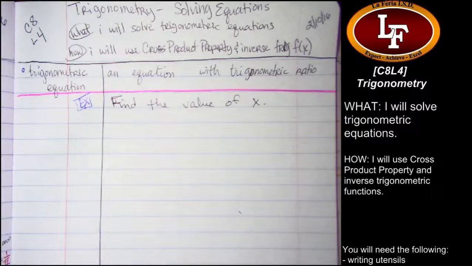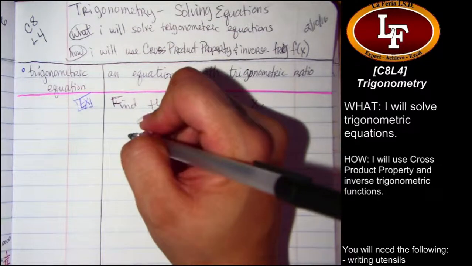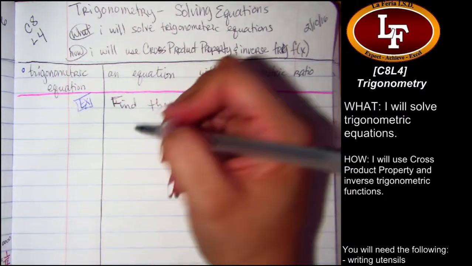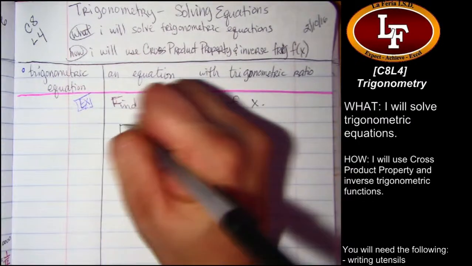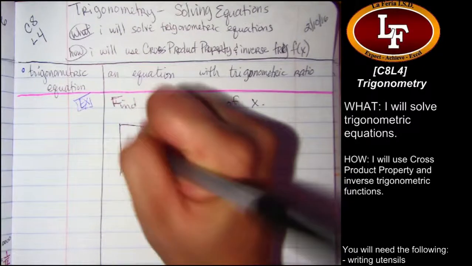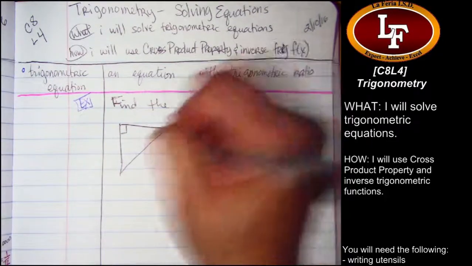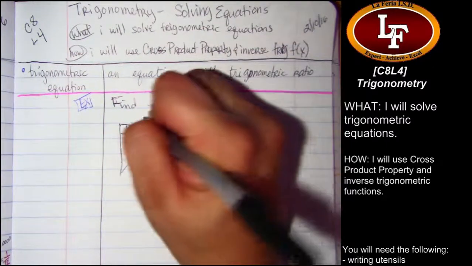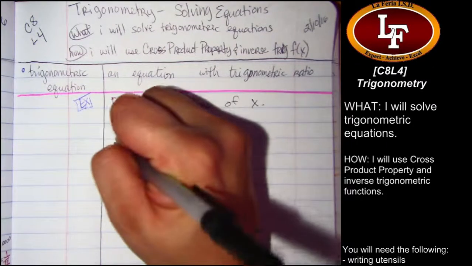So I'm going into the textbook and I'm just going to borrow questions because I can. Alright, we need to find the value of x. Here we go. Let's draw a triangle. Please make sure it is a right triangle. Let's make this angle 52 degrees. We're going to make this side 13 and this side x.